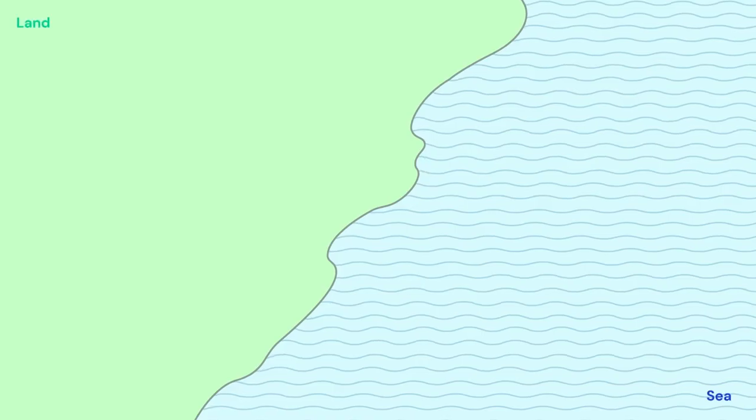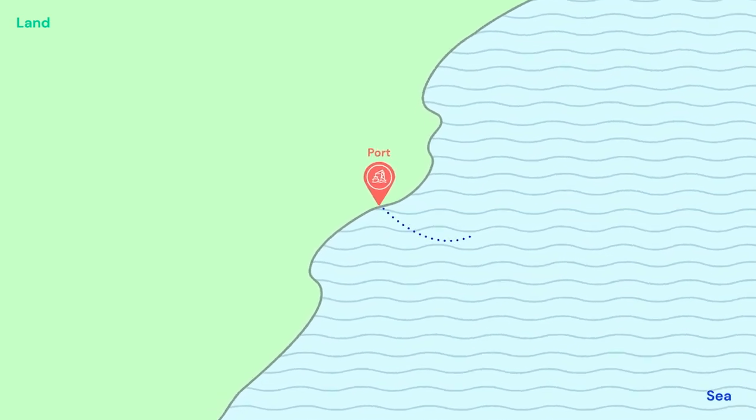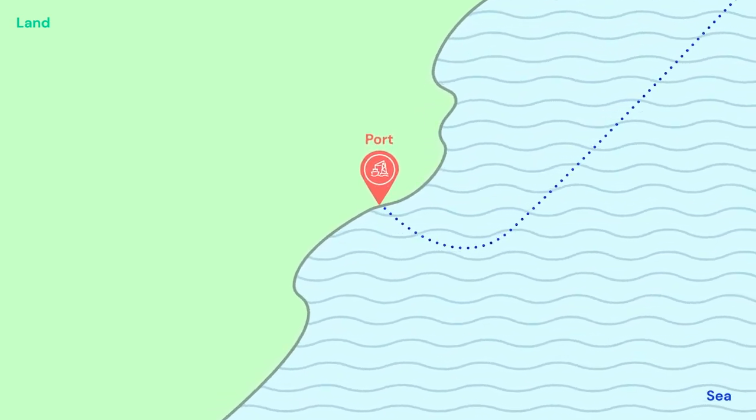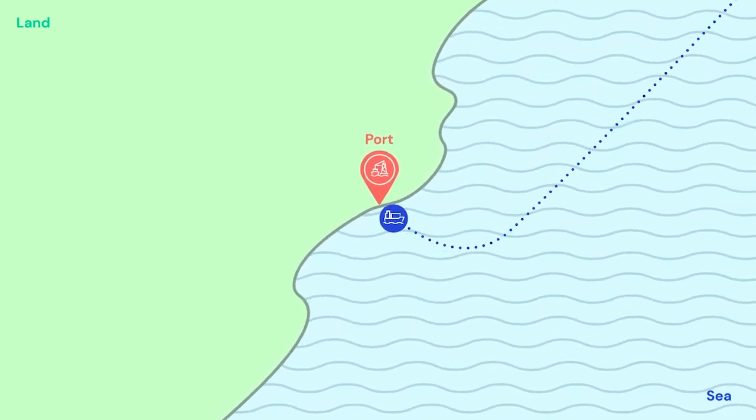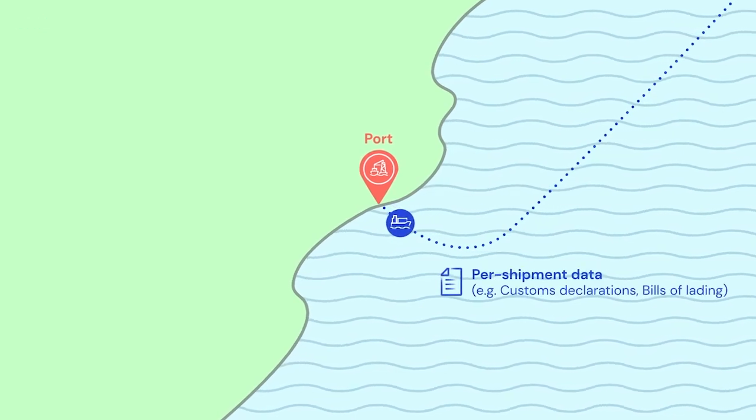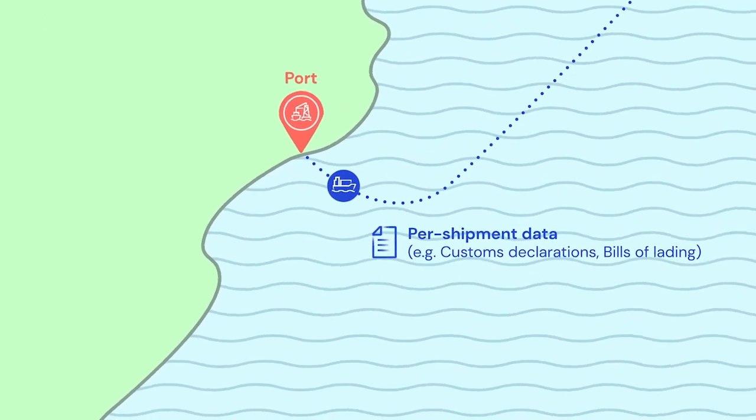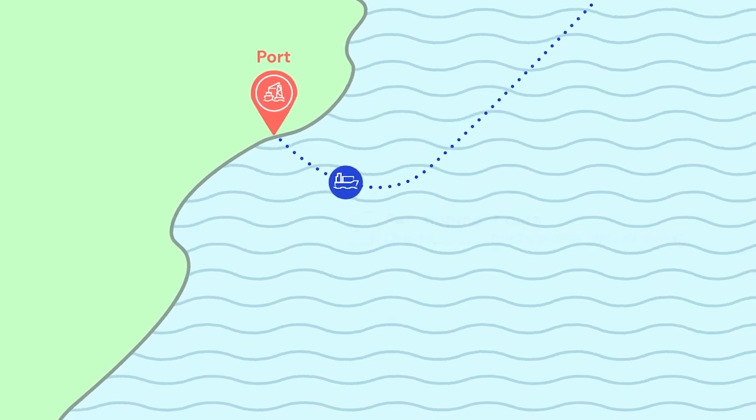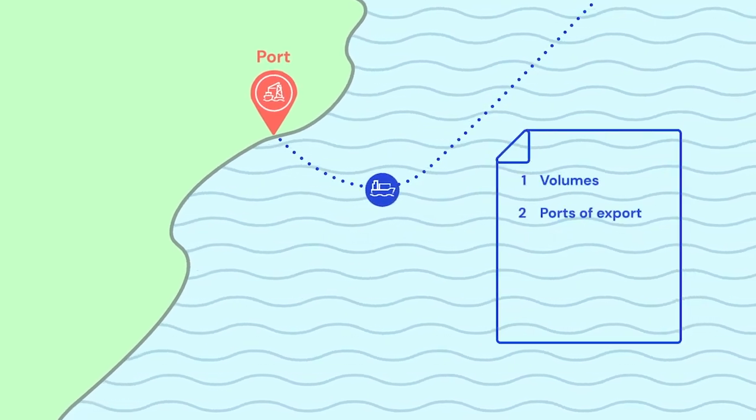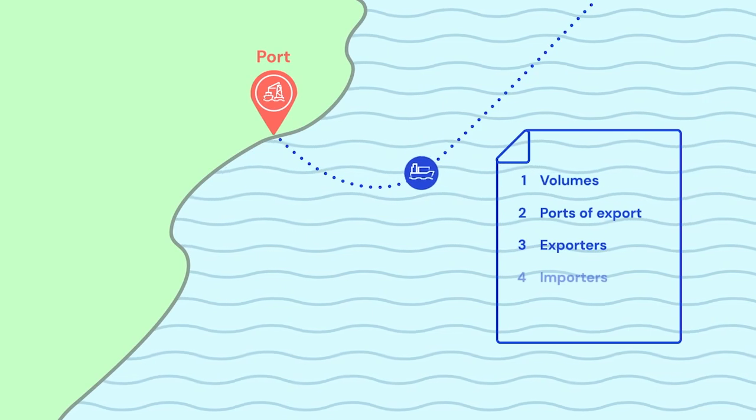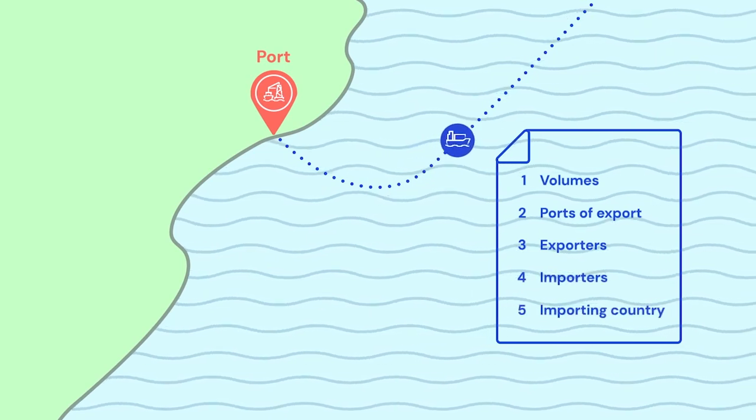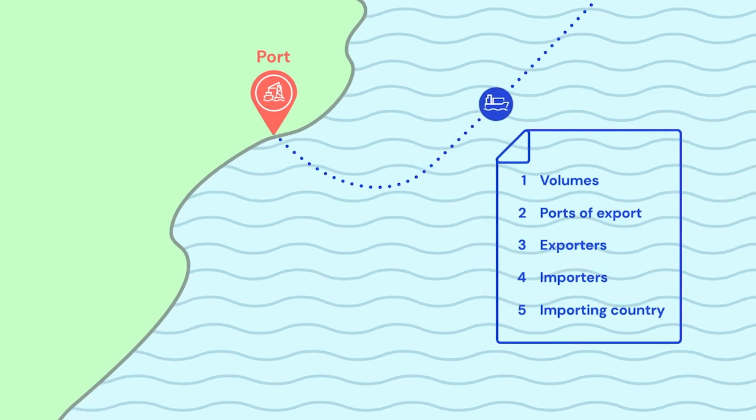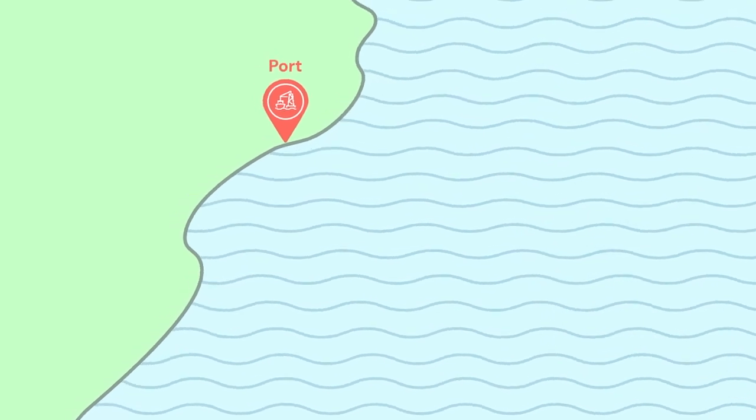We do this by connecting different data sets. The exact data sources and methods vary by country and commodity, but there is a broad common approach to them all. First, trade data on shipments are the backbone, which provide information on the volumes of commodities, ports of export, exporters, importers, and importing countries such as China or Germany. This is the starting point for all supply chain mapping.